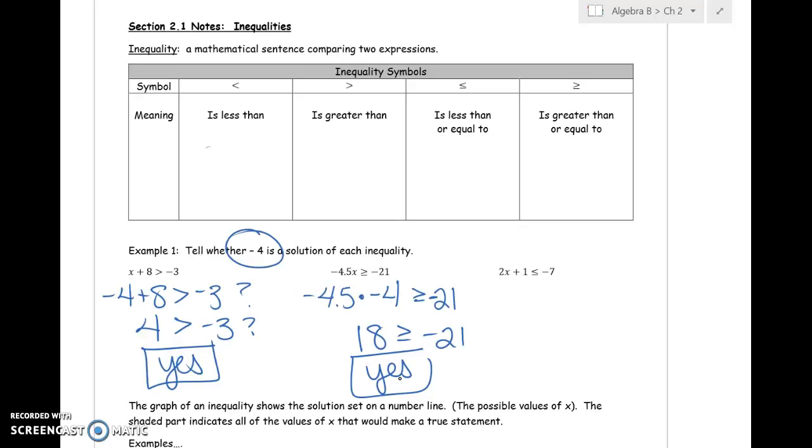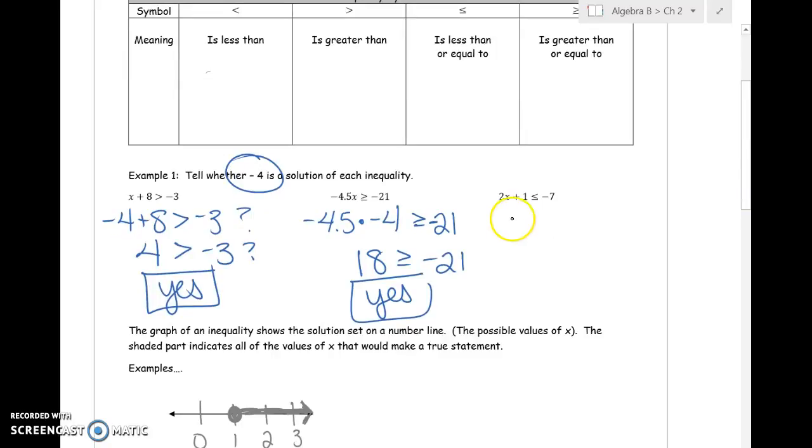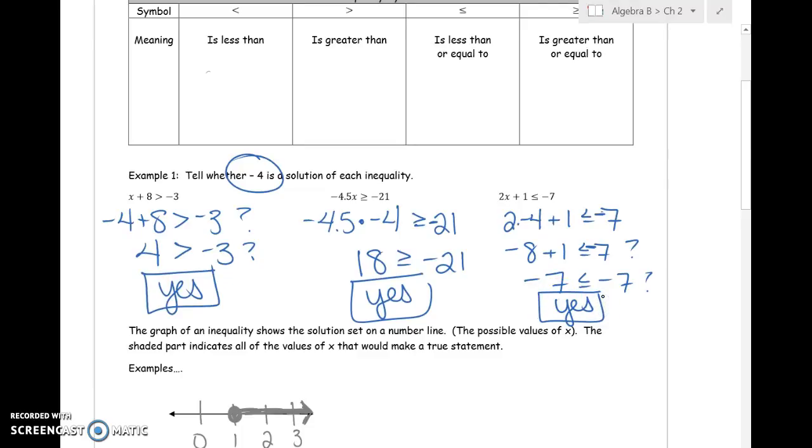Try the next one on your own. Plug in -4, see what you get. Okay, so if we plug -4 in, 2 times -4 plus 1. 2 times -4 is -8. That would give us, oops, I forgot a negative. There we go. -7 is less than or equal to -7. Is that a true statement? Is it? Yes. So -7 is equal to -7, so it fits that scenario.